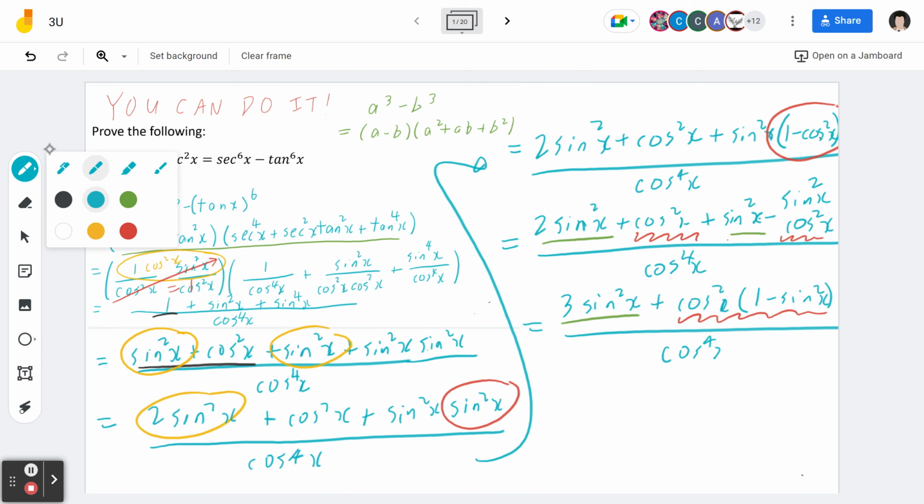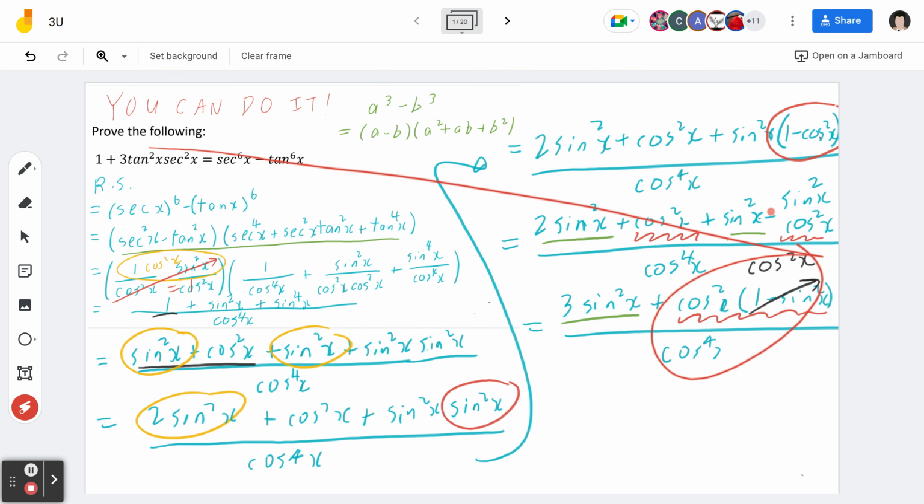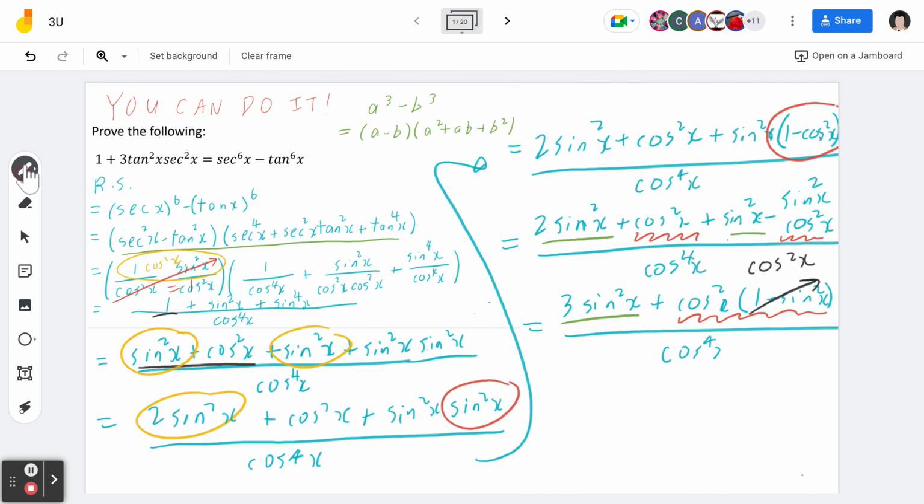Now again, I hope you recognize that 1 minus sine x squared is cosine x squared. Again, don't forget, right? There's a 1. When I was reading it out loud, I said 1 plus 3 tan x squared secant x squared. So this 1 really means I need cosine x to the 4 divided by cosine x to the 4. So again, that is the rationale in terms of why we do that.